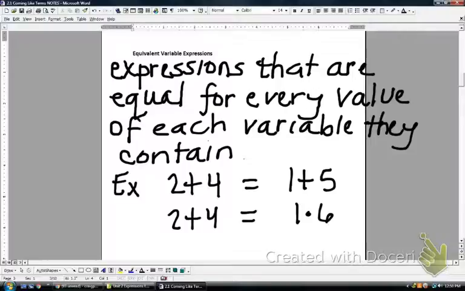And then just imagine as we take this a little bit further in algebra, we're going to put variables on these and what makes the expressions equal. So it may not make sense to you right now, but it will by the end of our algebra unit.